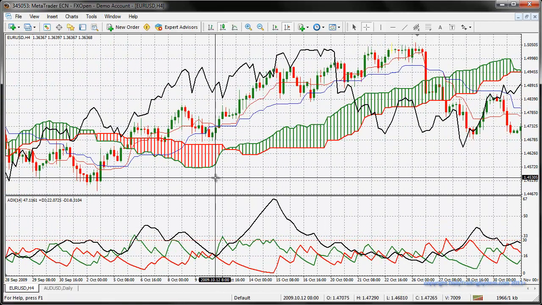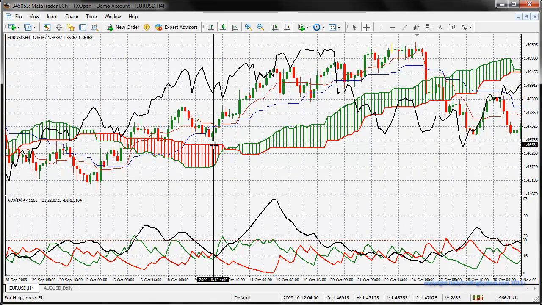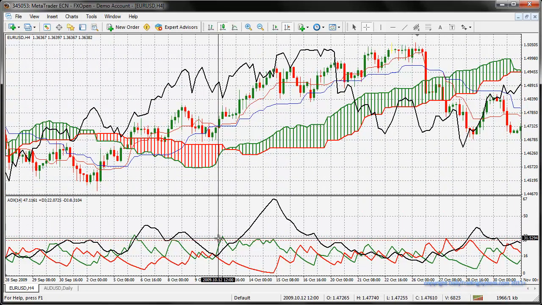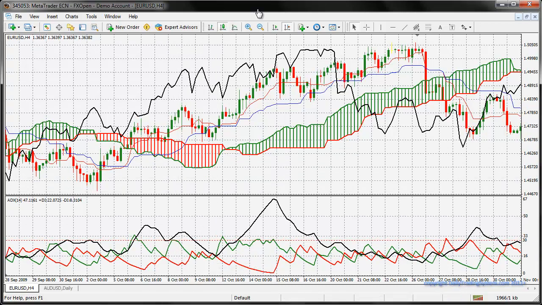Let's take a look at this one. There's an area right here. So here we go. We've got the area where the green has gone above the red, and it also points to that green bar right there, plus we're above the cloud and we could ride that for as long as you want. Again, trail stepping as we did before.